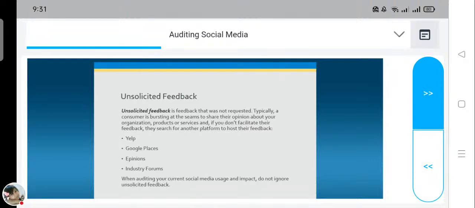It could be embedded in a comment inside of an industry discussion forum. It could be a review on Amazon. It could be anywhere. And this is what we refer to as unsolicited feedback, but it's still feedback. It's still part of the conversation that's happening about your brand or product or organization. So it needs to be audited, and it needs to be part of that baseline that you set for what's happening out there and what you want to impact in your future social media plans.